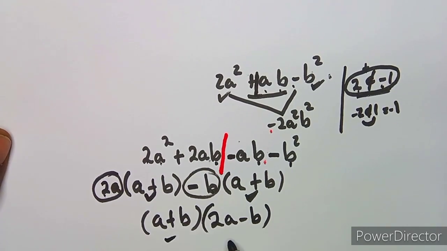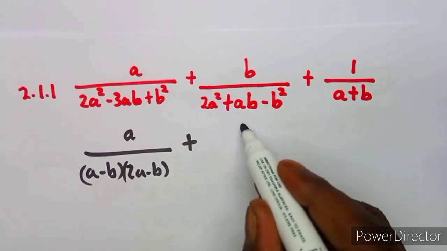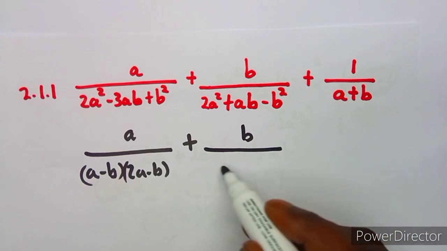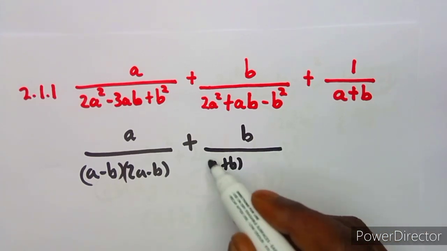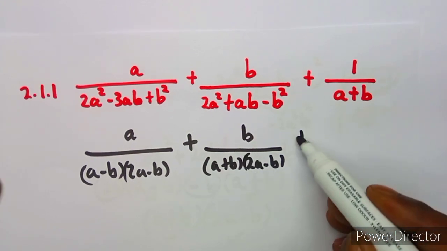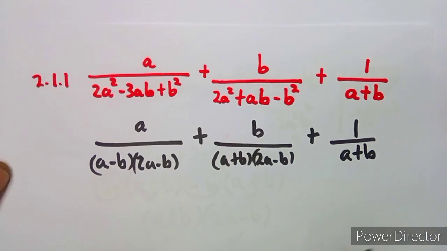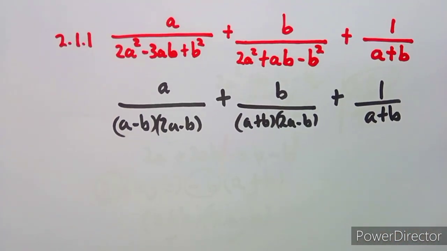So it's a plus b into 2a minus b. Okay, so that's what we have this time. So it's b over a plus b into 2a minus b. Plus the last part, it's already done. There's nothing that we can do there. All right, so that was the whole story on factorization. As you can see, the whole part there was on factorization, guys.